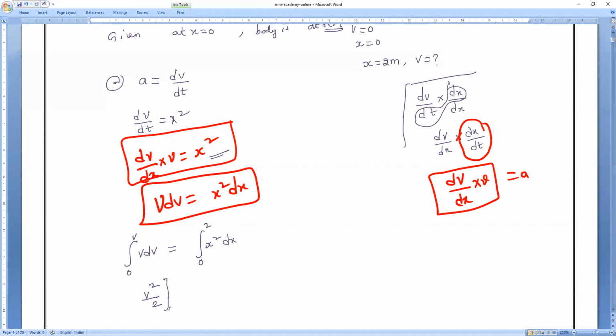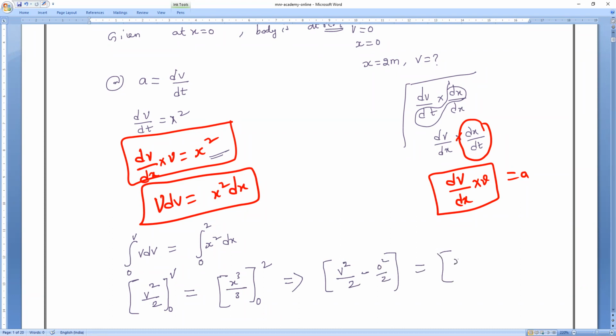So limits are 0 to v on the left, and on the right x cubed by 3 with limits 0 to 2. Then you can apply the formula. Substitute the upper limit, then the lower. So v squared divided by 2 minus 0 squared divided by 2 is equal to what will come here.